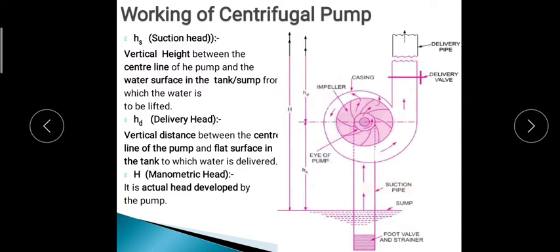Now, when it has entered the eye of the impeller, the water is transferred to the blades. When it comes out to the blades, which are rotating at high speed, it starts throwing the water outside. Because of the rotation of the impeller, it throws the water outside with high velocity.